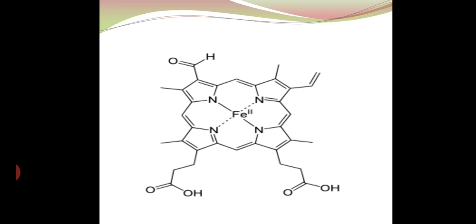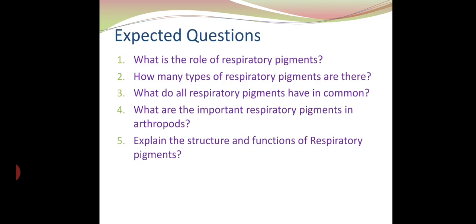The molecular structure of chlorocruorin. And the expected questions from these portions are: What is the role of respiratory pigments? How many types of respiratory pigments are there? What do all respiratory pigments have in common? What are the important respiratory pigments in arthropods? Explain the structure and functions of respiratory pigments.